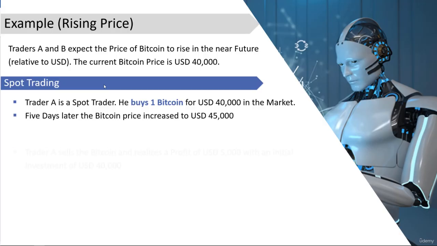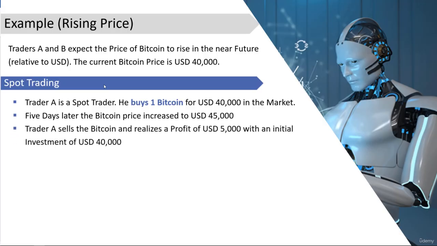Then Trader A decides to sell the Bitcoin and to realize the profit, so a profit of 5,000 US dollars. To sum up, he realizes a profit of 5,000 with an initial investment of 40,000. That's pretty great, but let's compare this to the derivatives trader.